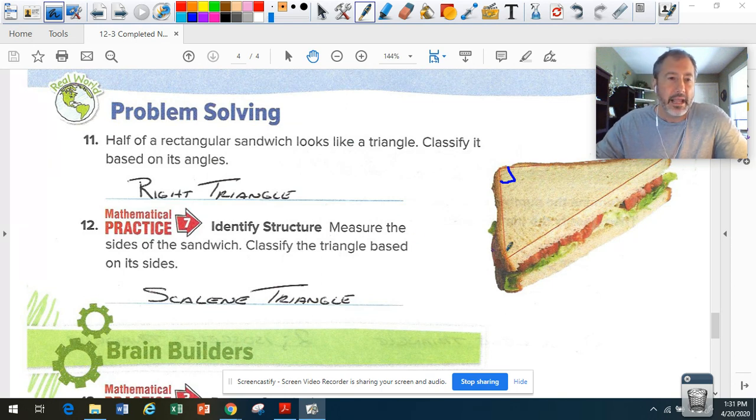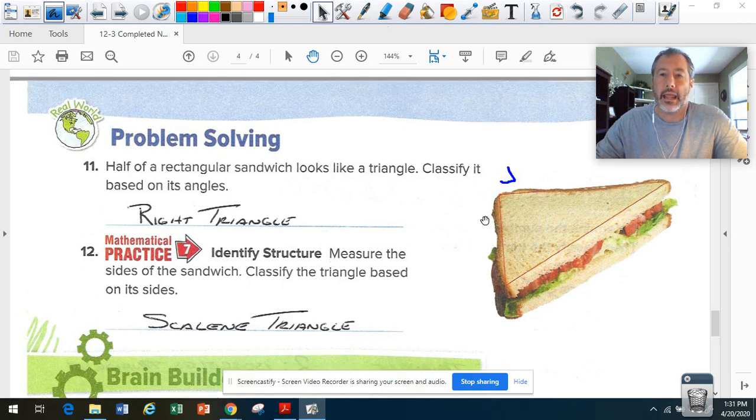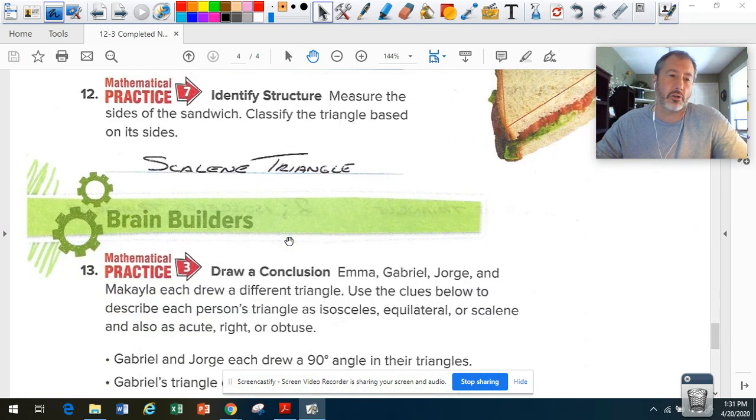Very, very good. It says measure the sides of this sandwich and classify the triangle based on the sides. So hopefully you pulled out your handy dandy ruler and you measured it and you found out, hey, all of these sides are different lengths. Since all of these sides are different lengths, it is a scalene triangle. Very, very good. Okay, let's look down here.